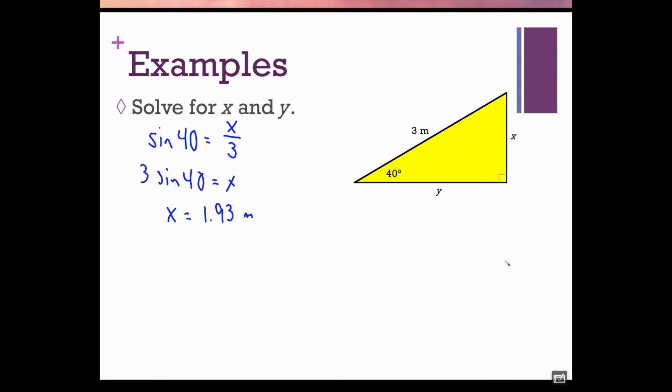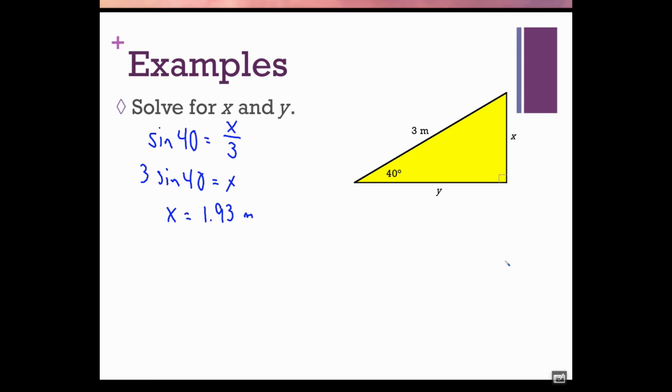Does that answer make sense? Yeah. Why? Because it has to be less than 3. Good, it has to be less than 3.